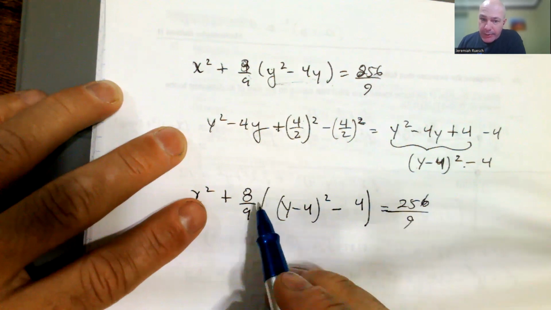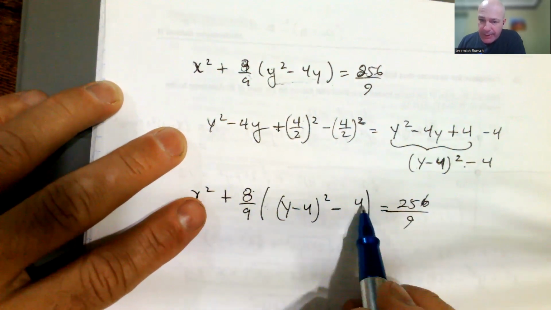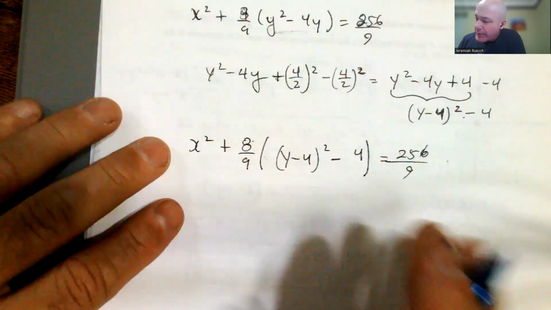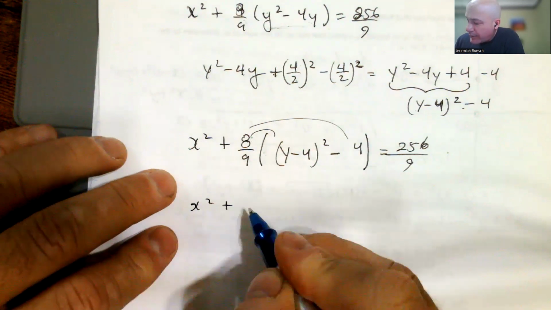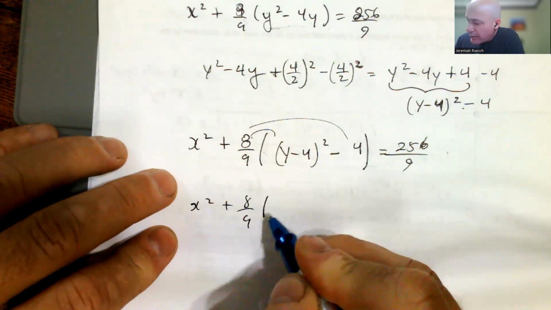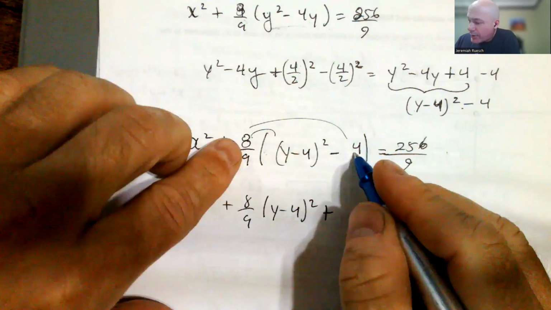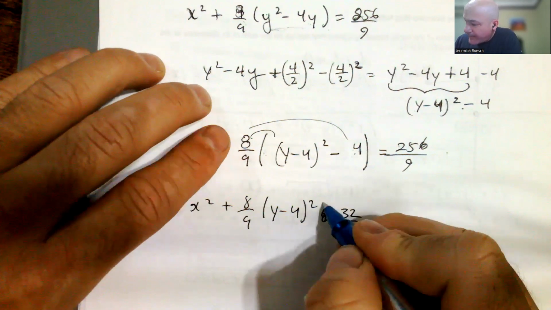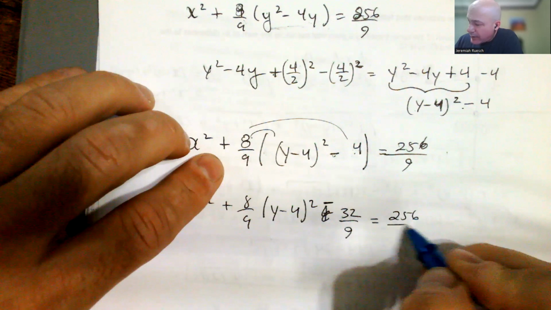Okay. And so now look what happens. I'm going to multiply this 8/9 here, but I'm also going to multiply it by that. And then I'm going to add that product over to the side. So that's not all at one step, but that's what I'm doing. So I'm distributing this thing. So I get x squared plus 8 over 9, y minus 2, quantity squared, plus 8 times 4 is 32 over 9. That's a minus, sorry. The minus from here equals 256 over 9.